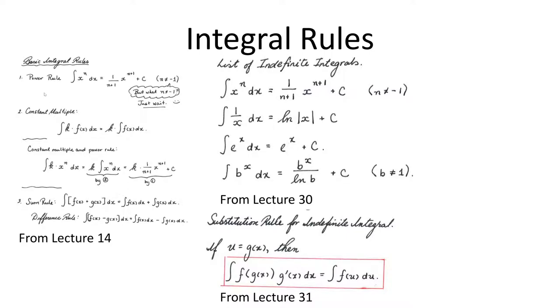So we have all these rules. We have the power rule, the constant multiple rule, which says if I have a constant, I can pull that out in front of the integral. And then I have the sum rule, which means that I can split the integral up over that addition. So if I have the integral of f plus g, that's equal to the integral of f plus the integral of g. Same thing applies for difference.